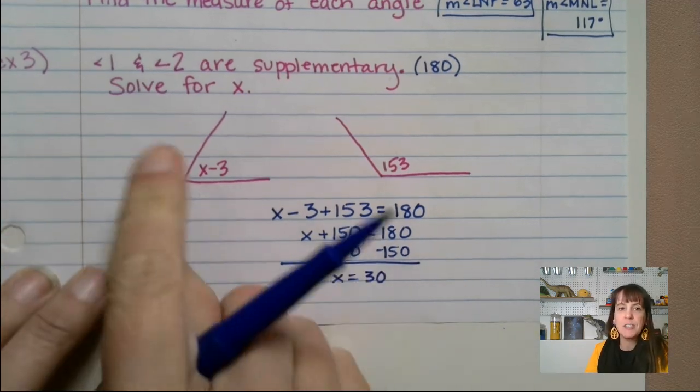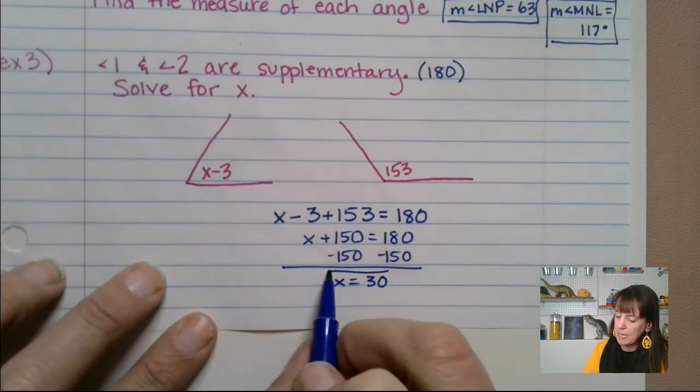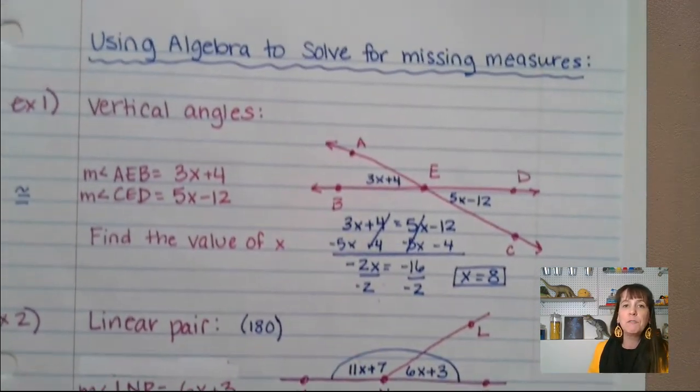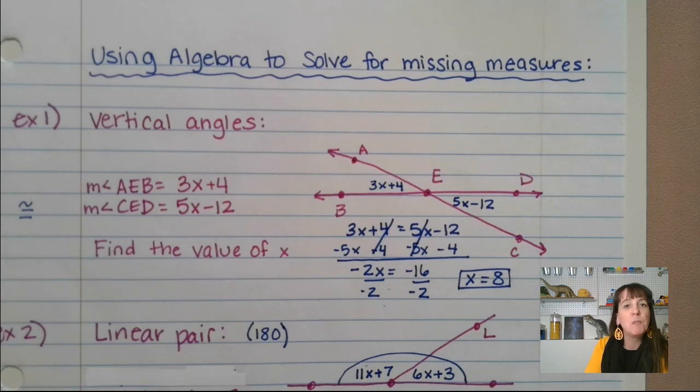Go back and read the question. It says solve for x. Have we done that? We absolutely have. So that is using algebra to solve for missing measures. Excellent job. We'll see you next time.